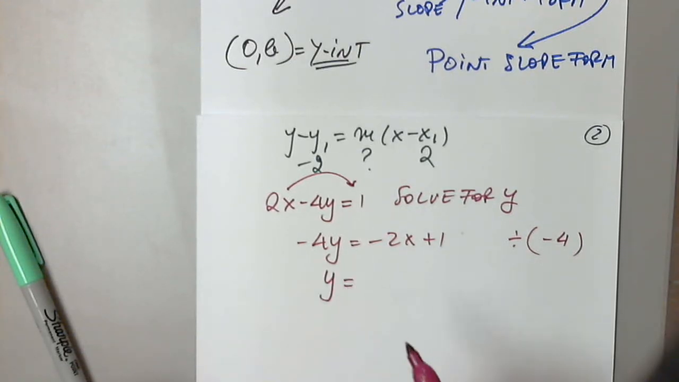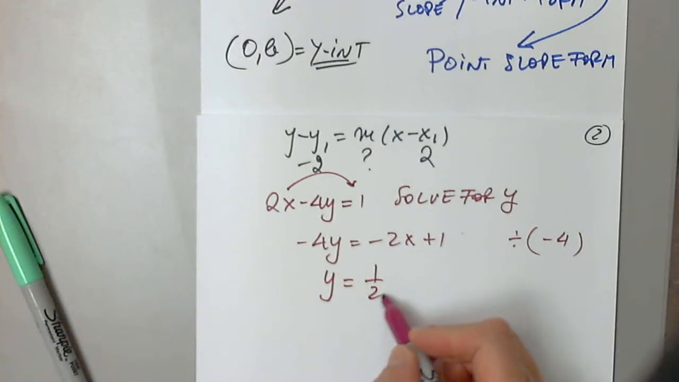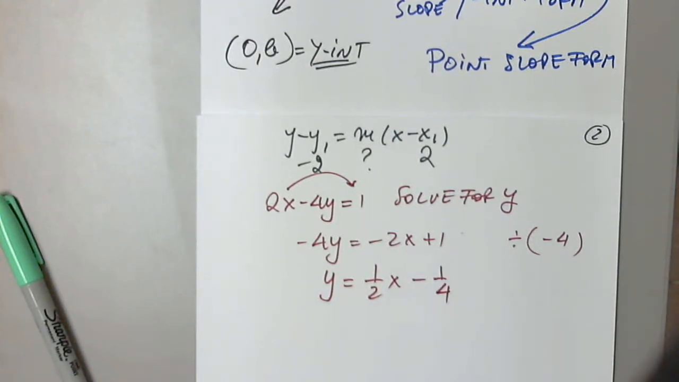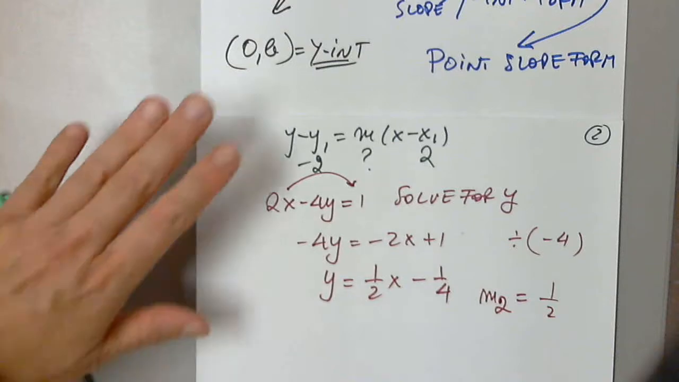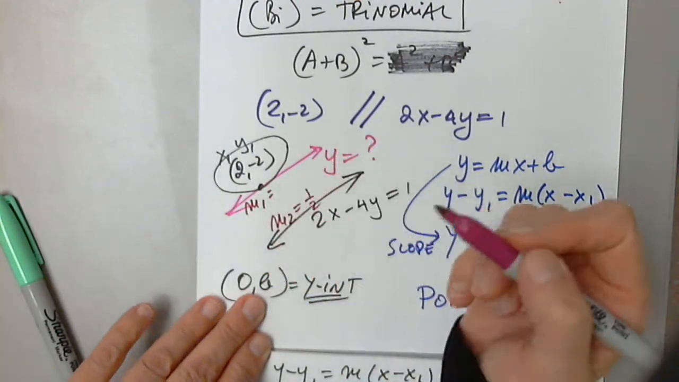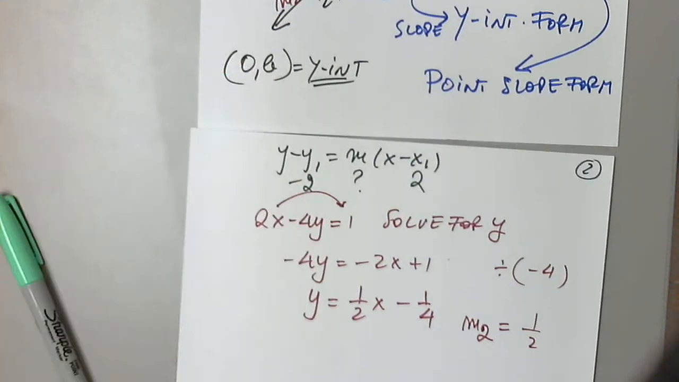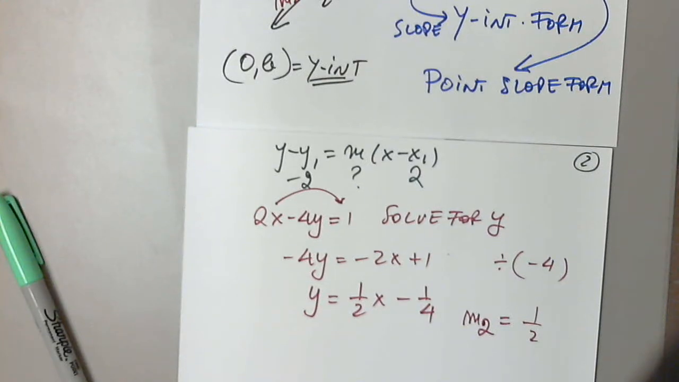So then we get y equals negative 2 divided by negative 4. Negative 2 divided by negative 4. Very good. 1/2 x minus 1/4. And the slope of this, let's call it m sub 2, is 1/2. If the slope of the second line is 1/2, what is the slope of the first line? 1/2. How do we know? Because they are parallel. Any questions from me, please?